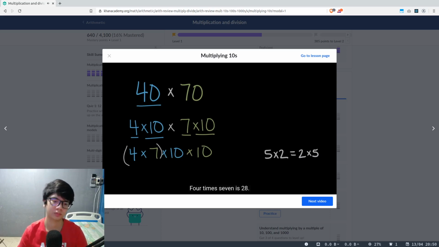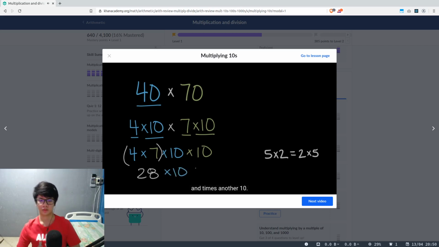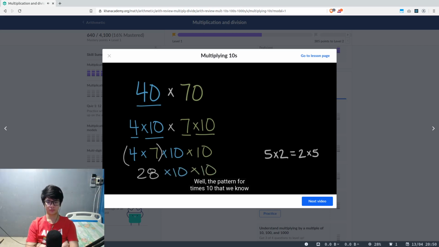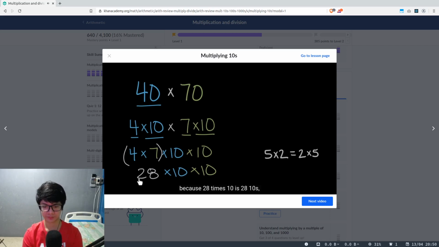4 times 7 is 28. And then we have 28 times 10 and times another 10. Well, the pattern for times 10 that we know is when we multiply a whole number like 28 times 10, we will add a 0 to the end. 28 times 10 is 28 tens, or 280. And then if we multiply by this other 10, well, we have to add another 0. Multiplying by 10 adds a 0, so if we multiply by 2 tens, we add 2 zeros.